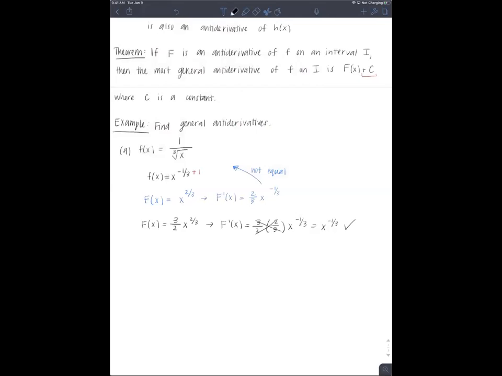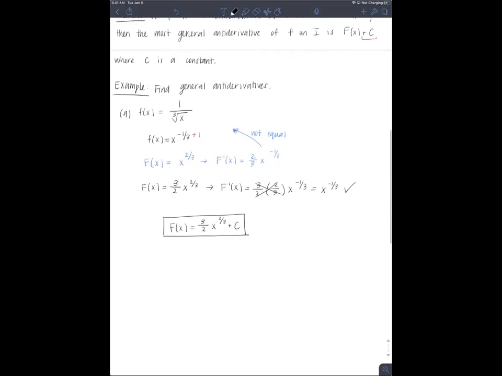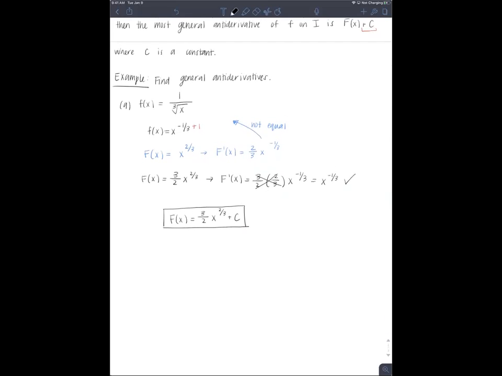But what do I need to do to my final answer? Plus c. Yep. And so there's the final answer here. That's the most general antiderivative that I could possibly find. So are there any questions about this one? Okay.